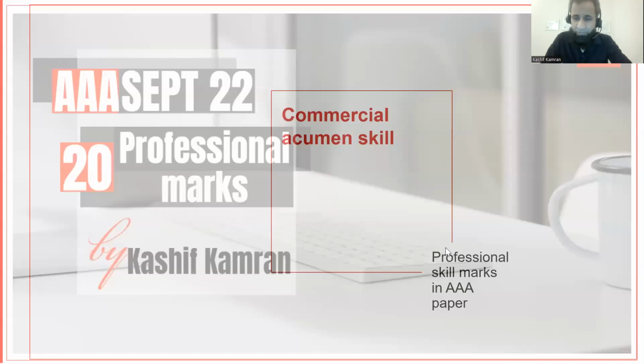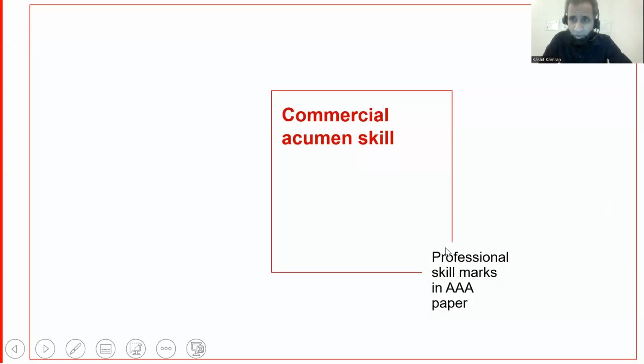Now, episode 5 is focused on commercial acumen, which is the last skill which has been introduced in the AAA paper. Now, let's understand what your examining team means by commercial acumen and how they want this to be tested and demonstrated by the student at the end of the day. Now, first of all, commercial acumen means what? Commercial acumen means having a know-how.